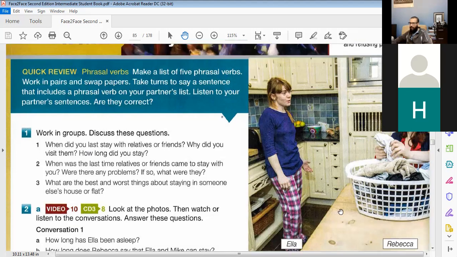Can you see the first photo here? What do you see in the first photo? What can you see, Hajar? Maybe the mom and her daughter. Okay. And where are they? In the kitchen. And what do you think they're talking about? The girl, she wants to go out.